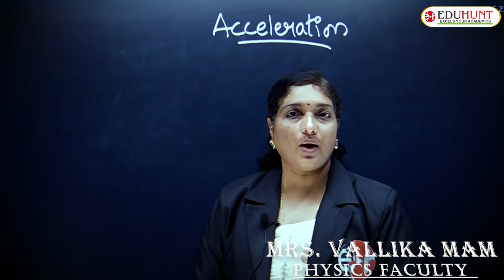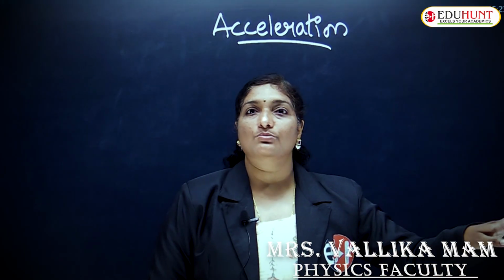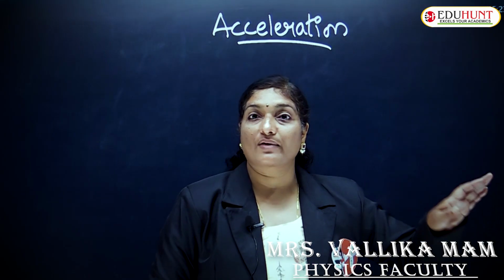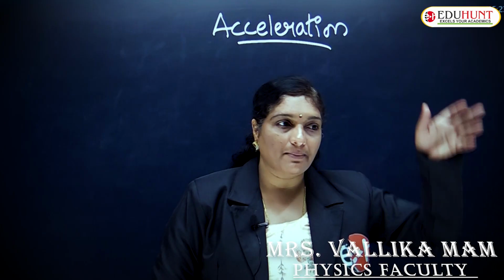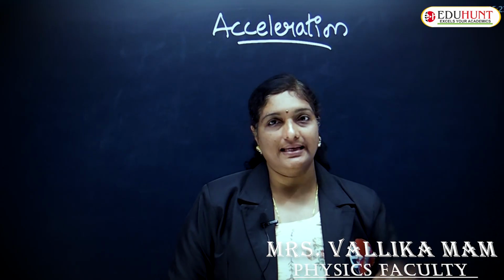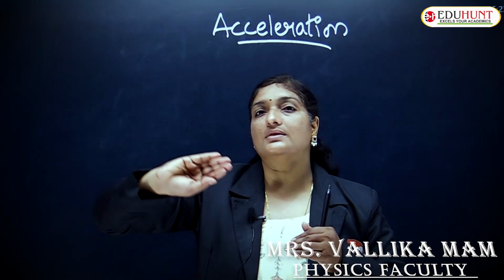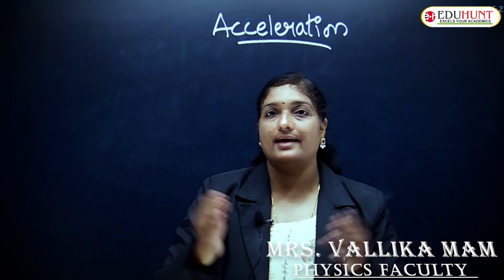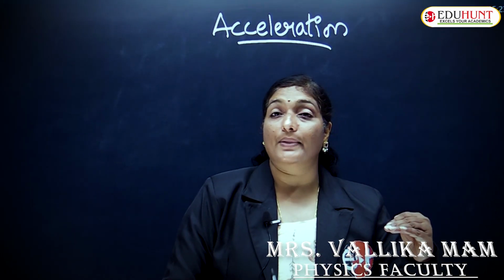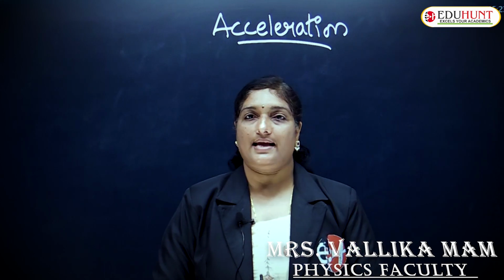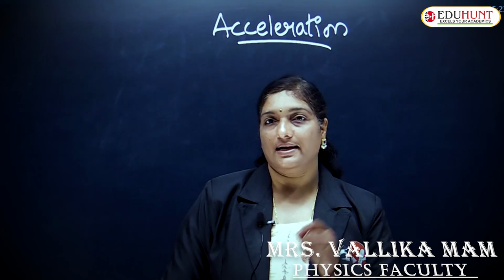Children, have you ever wondered why whenever a car is being started, as and when it is moving on, it accelerates, its velocity gradually increases. But whenever the brakes are applied, its velocity gradually decreases. Isn't it, children? So this increase in velocity per unit time is called acceleration, whereas the decrease in velocity per unit time is called deceleration. The other name for deceleration is also retardation.